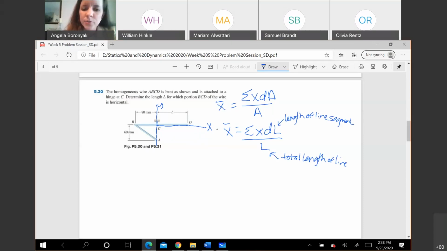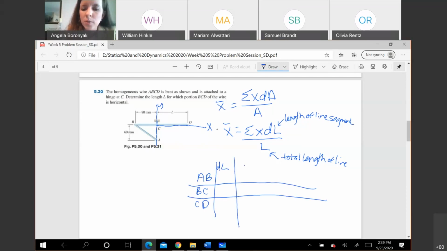So I'm going to make one segment AB, and make another segment from B to C, and another segment from C to D. I'm going to put in a nice table. For each of those segments, I want to know, well, we'll start with the other thing. I want to know what its length is. So that's going to be my delta L.